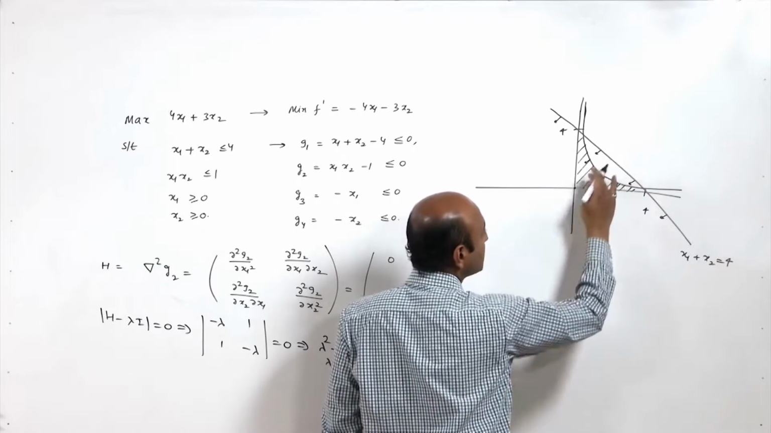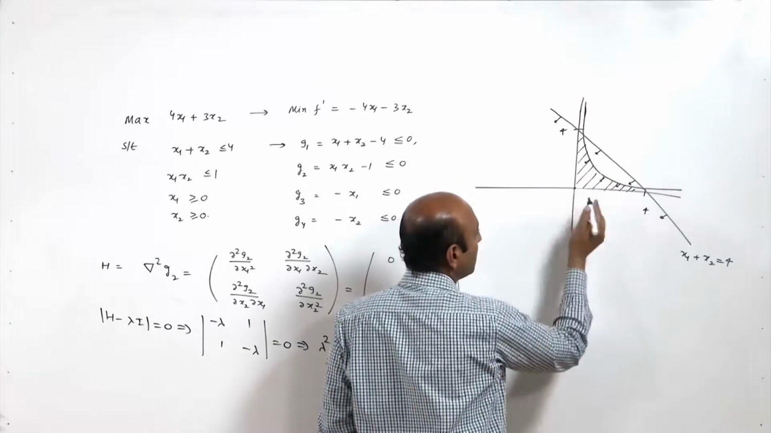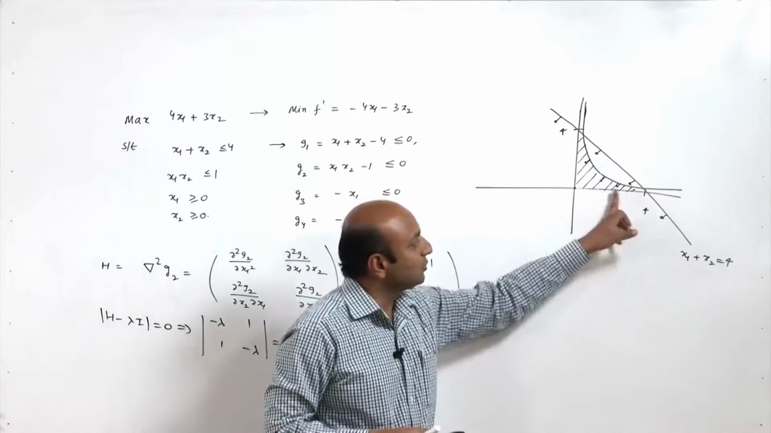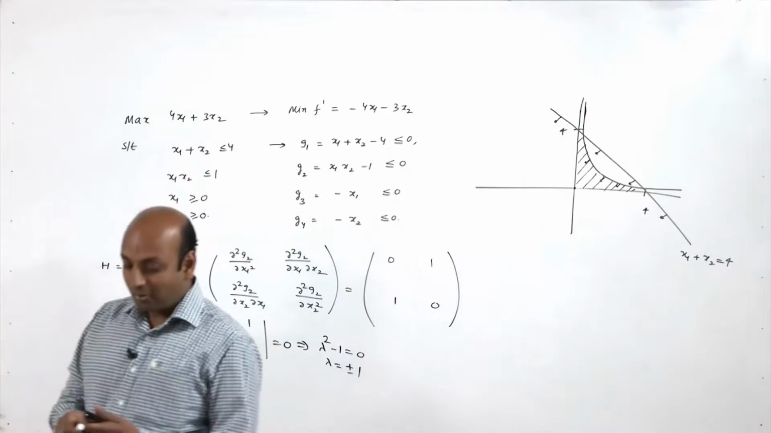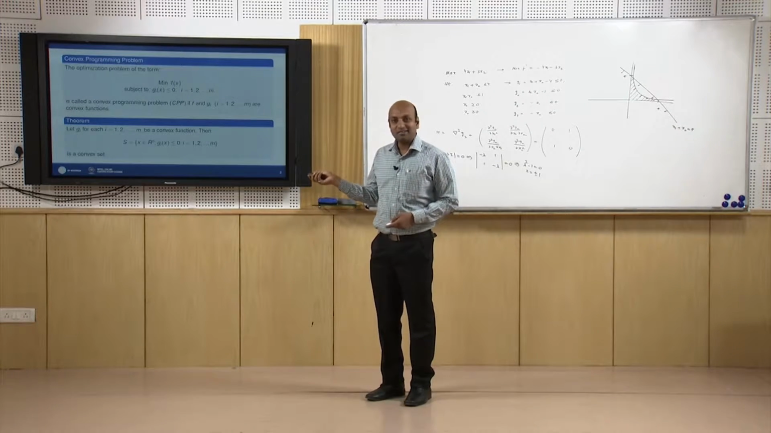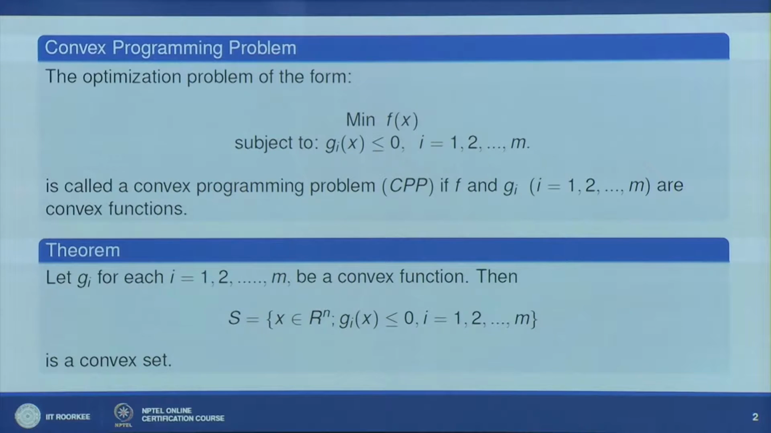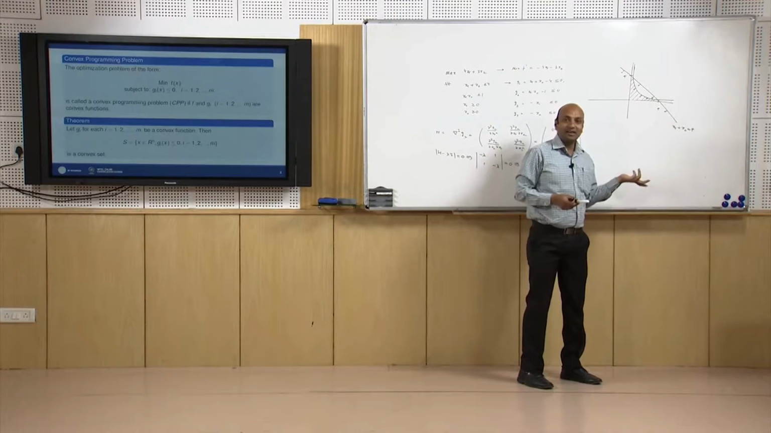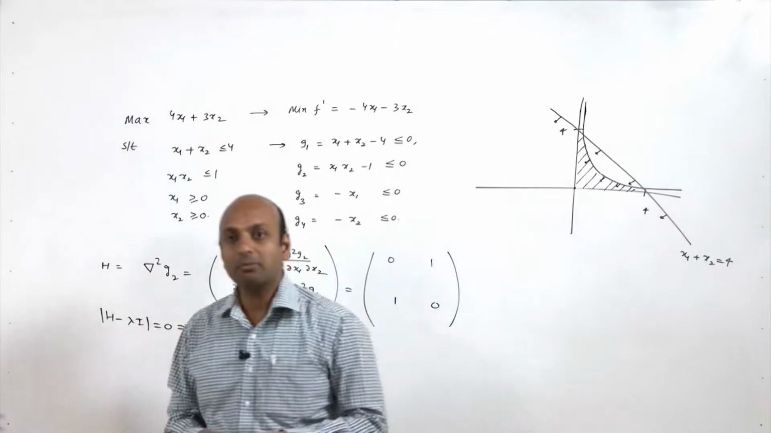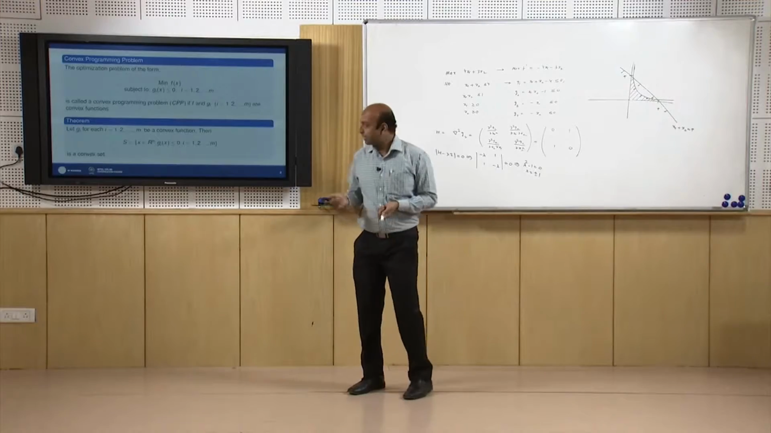So, that means this is the region which is below this line and below this hyperbola. We can easily see that this region is not a convex set, and from the previous theorem, if all gi's are convex functions, then this set must be a convex set. However, this is not a convex set. So, we can easily say that since the region is not a convex set, it is not a convex programming problem. Okay.